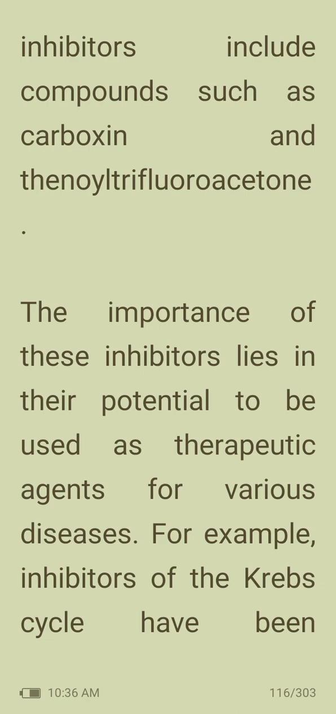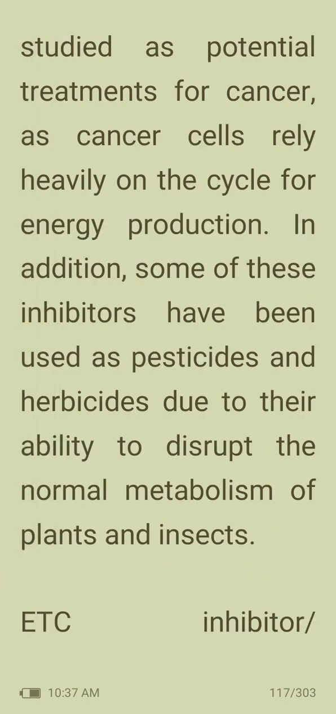For example, inhibitors of the Krebs cycle have been studied as potential treatments for cancer, as cancer cells rely heavily on the cycle for energy production. In addition, some of these inhibitors have been used as pesticides and herbicides due to their ability to disrupt the normal metabolism of plants and insects.